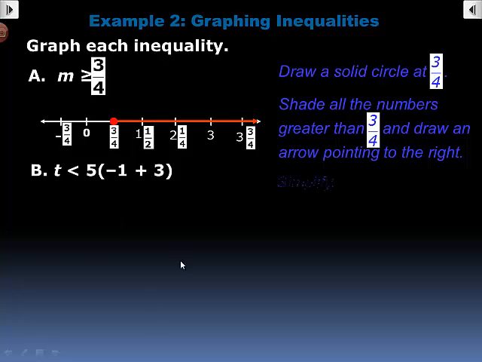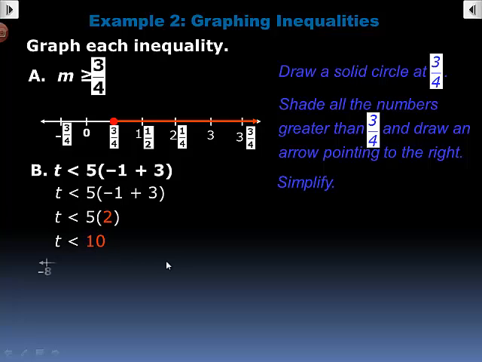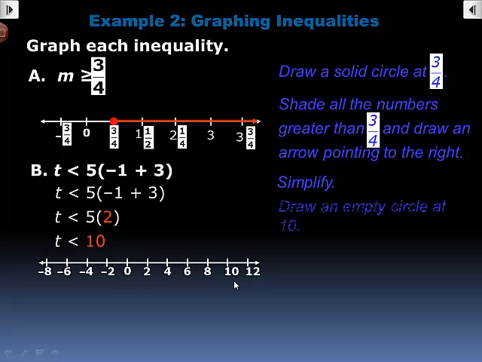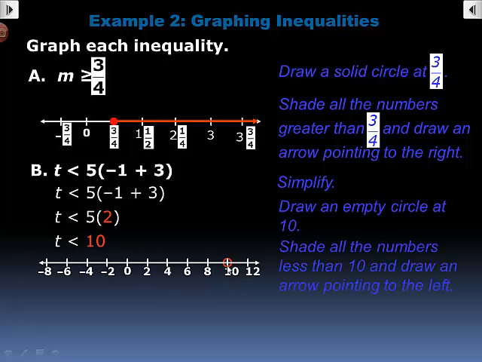Let's look at b. Our first step for b is to simplify. So we do what's in parentheses first. Negative 1 plus 3 is 2. Then we multiply. Now, there is no equal sign here, so it'll be an open circle. There's our open circle, and t is less than 10. So we're going to shade all the numbers less than 10.